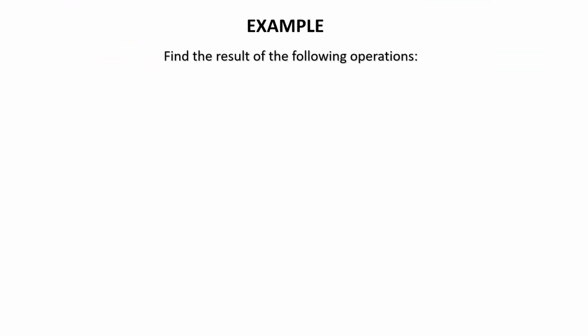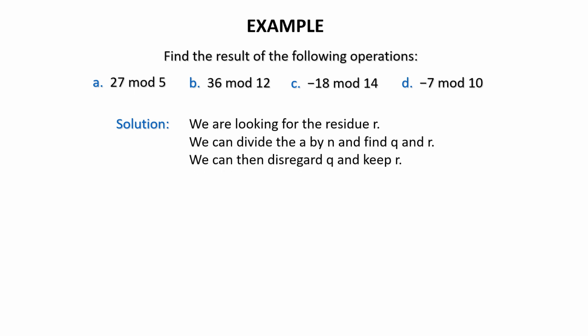Find the result of the following operations: A. 27 mod 5, B. 36 mod 12, C. -18 mod 14, and D. -7 mod 10. Solution. We are looking for the residue r. We can divide a by n and find q and r. We can then disregard q and keep r. A. Dividing 27 by 5 results in r equals 2. This means that 27 mod 5 equals 2.